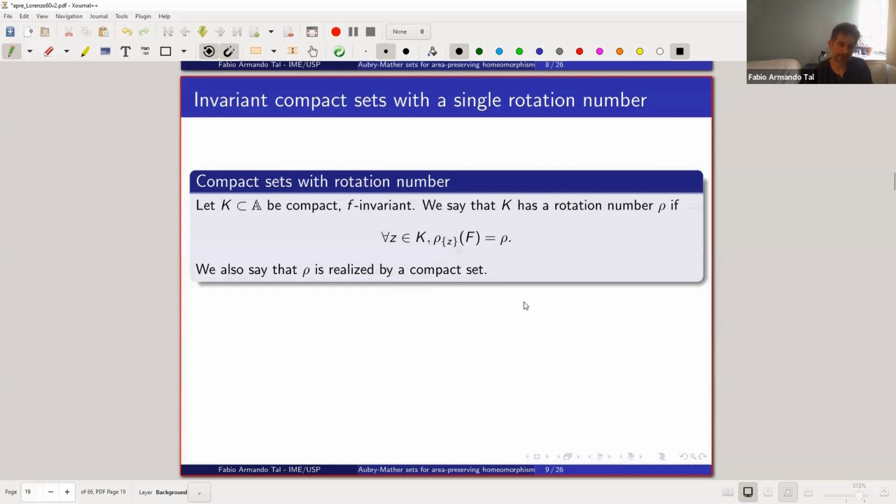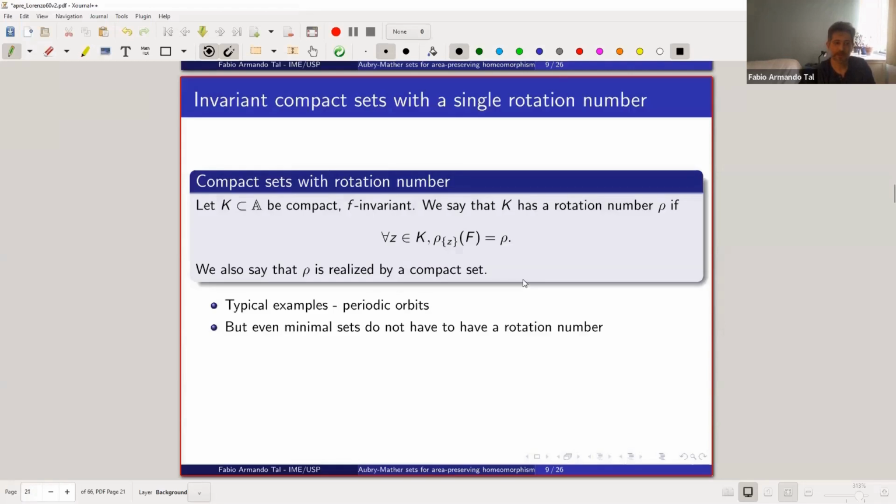So in particular, you're going to find some minimal set, a closed set where the dynamics is minimal, where every point in this compact set has the same rotation number. The most simple example is just take a periodic orbit. Then the orbit itself is going to be a compact set with a single rotation number. It should be noted that you can have minimal sets that don't have a rotation number. You can even have a compact invariant minimal set where points inside have different rotation numbers. It's not difficult to construct things like that.